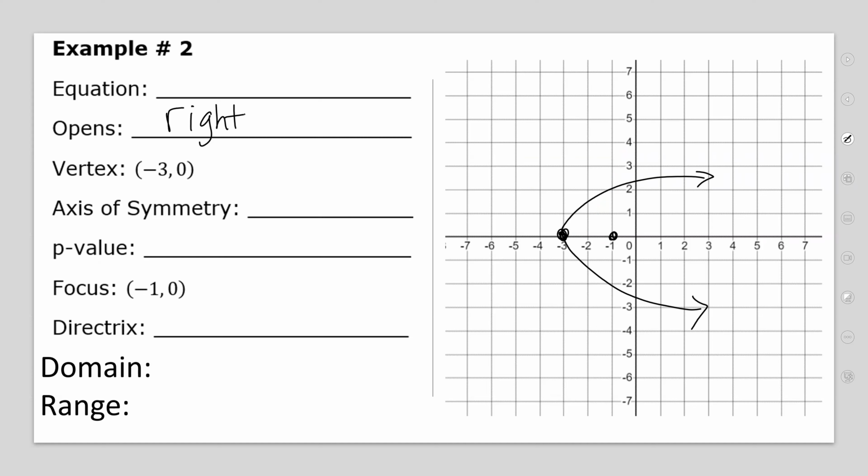Okay? Guys, what is the distance between the vertex and the focus? How far apart are they? There are 2 spaces, so that's my p-value. The p-value is how far apart they are. So guys, if my focus is 2 spaces away, how far is my directrix? 2 spaces away. So I'm going to go back 2 spaces. This is where your directrix is. So that's the x-axis at -5. So my directrix is at x equals -5.